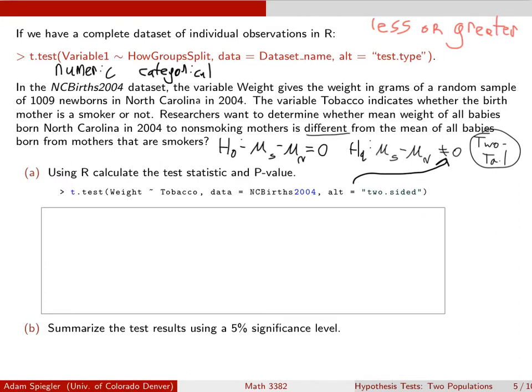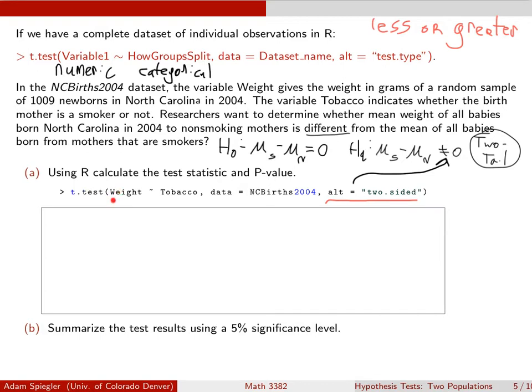So that would be either less or greater would be the arguments that we would put there. And if you leave off that argument, the default is that it is going to use a two-sided test. So I didn't actually need to include this here, but I did because in general, if you have a one-sided test, then you need to specify whether that's going to the left or to the right. So that's what it would look like.